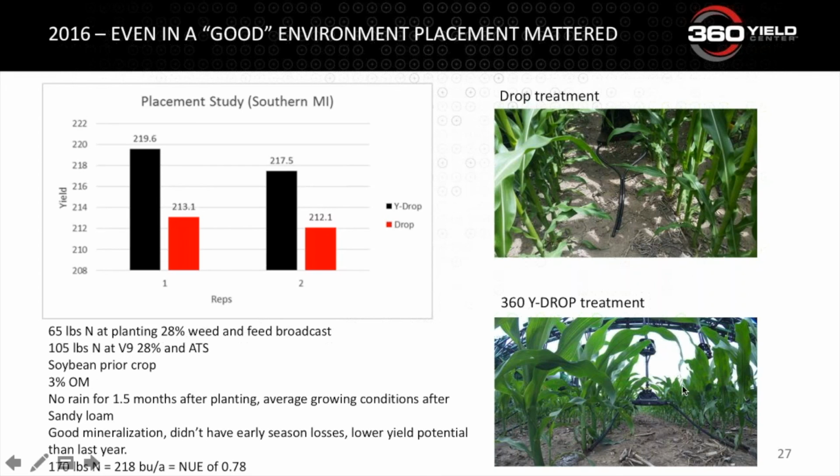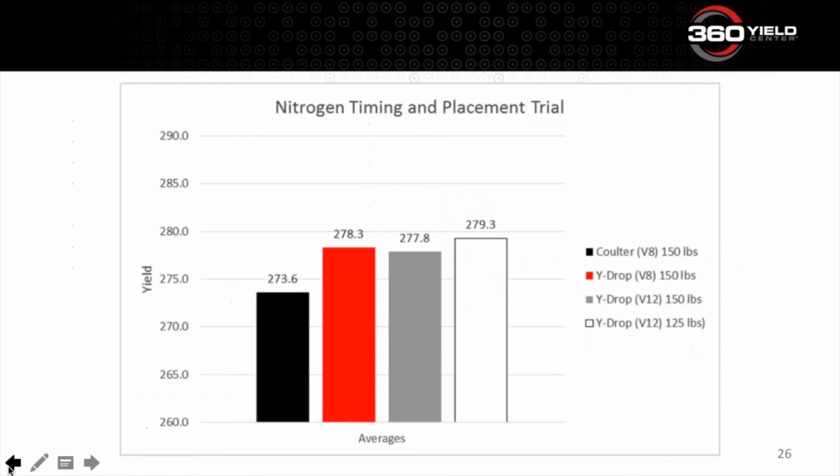Would you go back to that prior slide for me a second? If you look, that black bar and that red bar, Coulter versus wide drop, guess what? Interestingly enough, it's about the same number. It's about 5 bushel. We are seeing the benefit of placement, even in a year where the secondary, third, fourth applications may not be driving great yield because of mineralization we had. We're still seeing the benefit of the placement next to the plant.